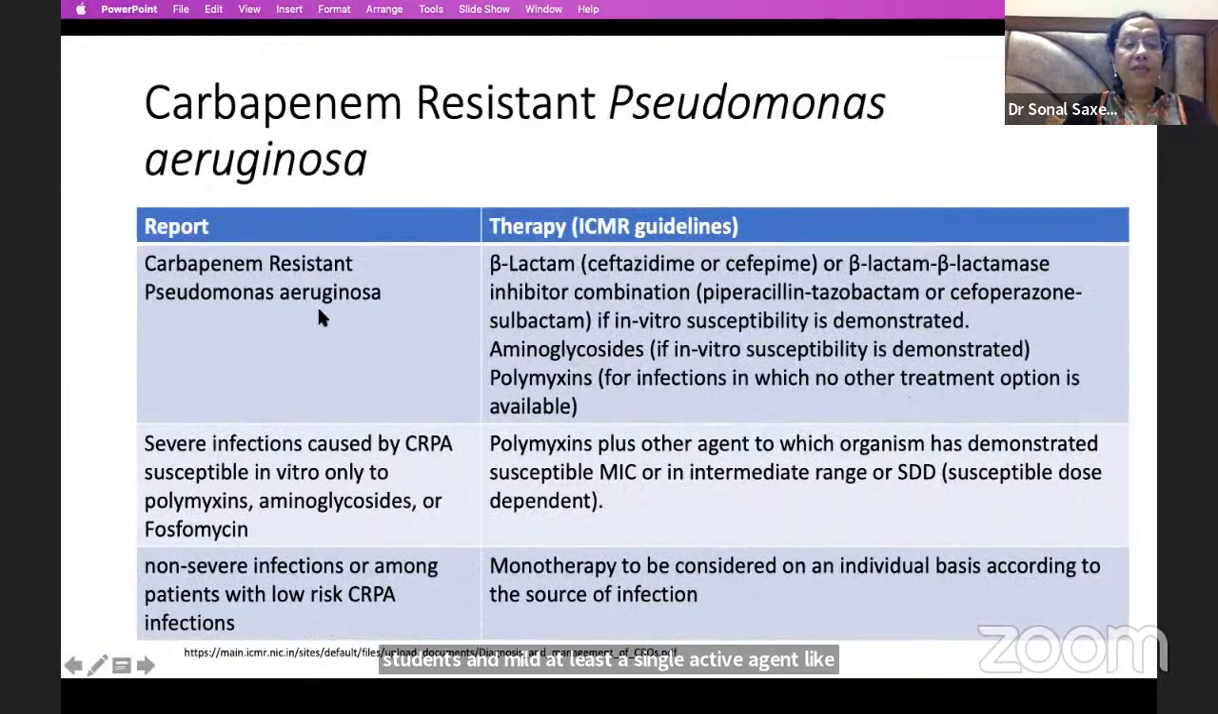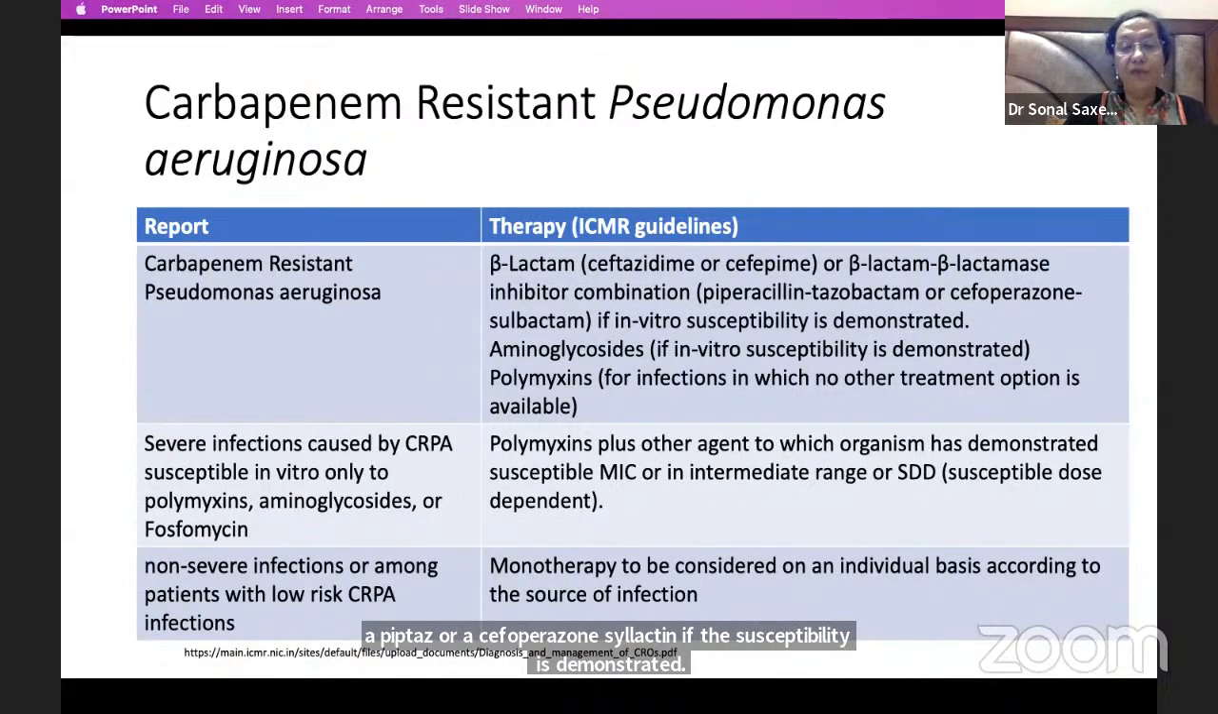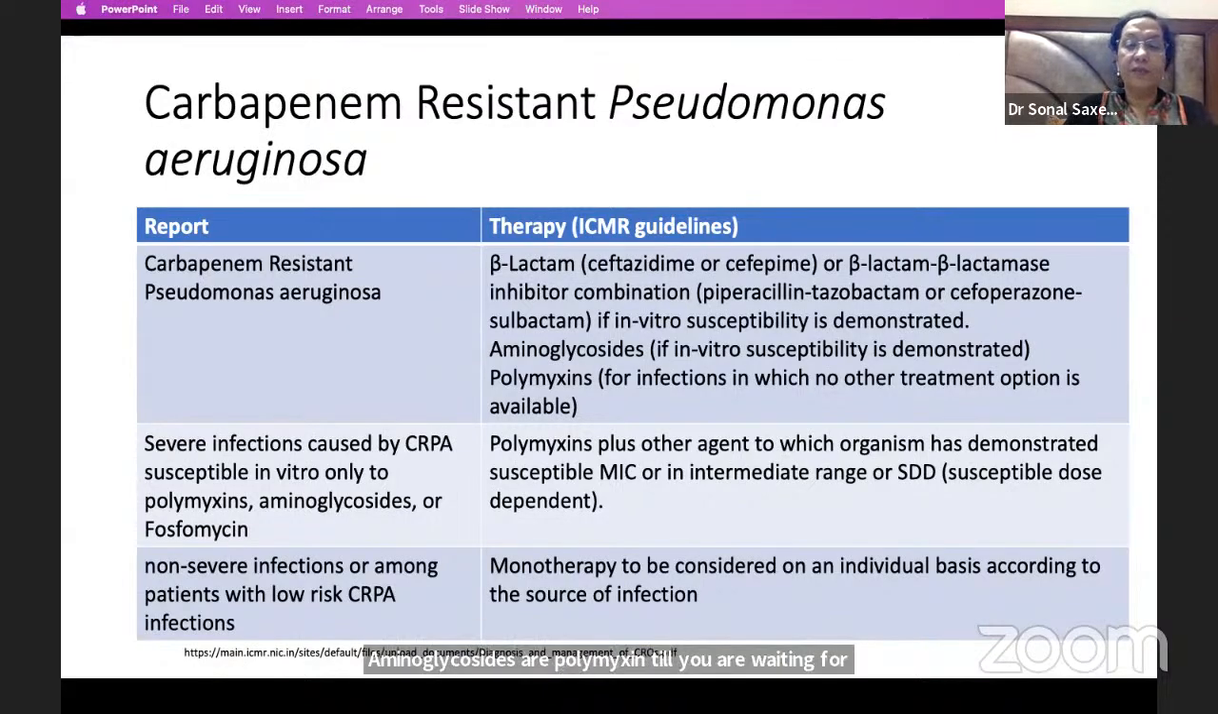Again, carbapenem resistant Pseudomonas aeruginosa. Same principle: ceftazidime or cefepime, or a piptaz or a cefoperazone sulbactam if the susceptibility is demonstrated. Aminoglycosides or polymyxin while you are waiting for the results, or if there is sepsis. So always remember to test for these, because your clinician is waiting to change the drug as per what you give.